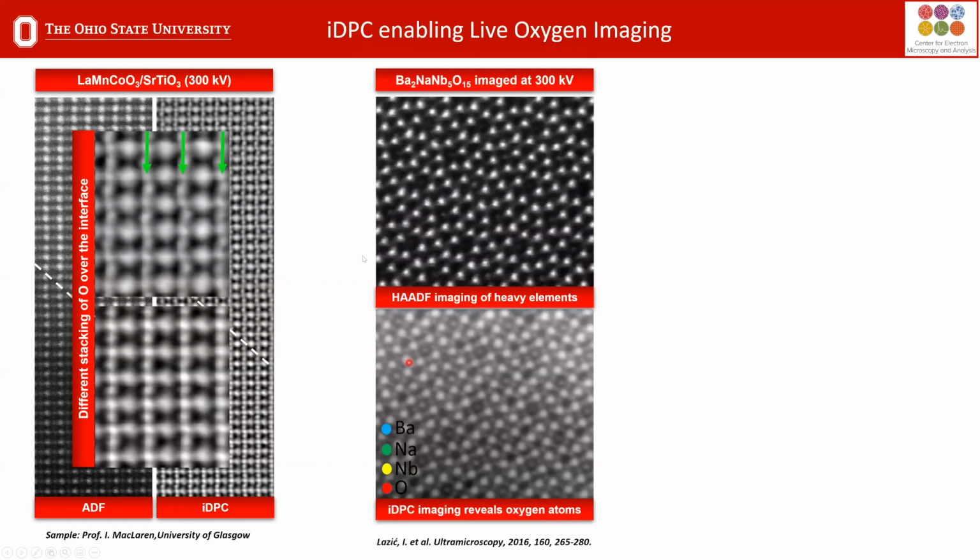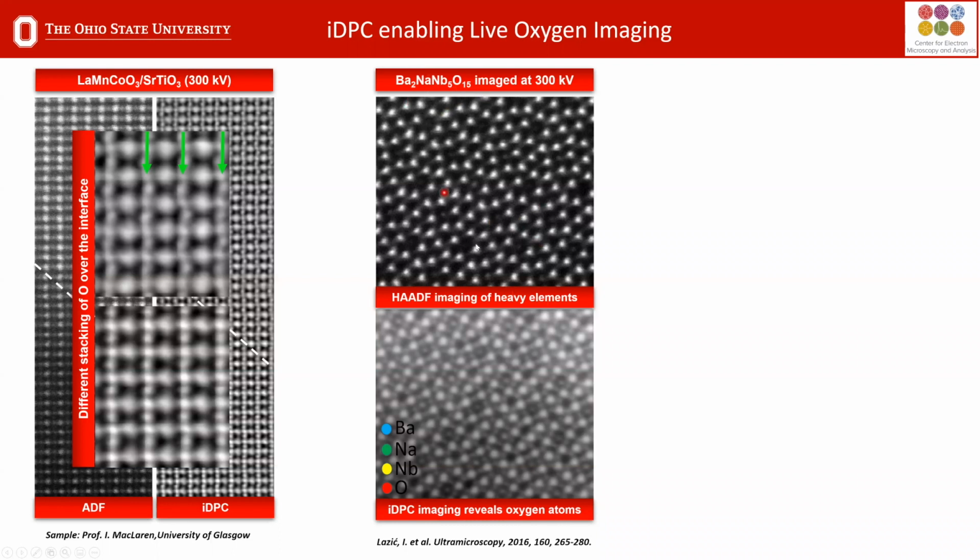Another material system is barium, sodium, niobium, oxygen. This is a material that's been looked at for years and years and years. It has very nice ferroelectric capabilities. It also has a nonlinear optical response. But you can see how complicated the compound is. There's 15 oxygen in a unit cell.